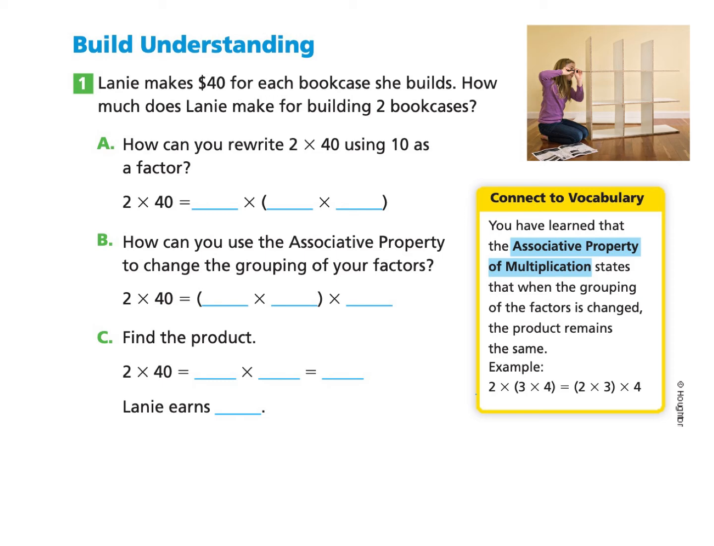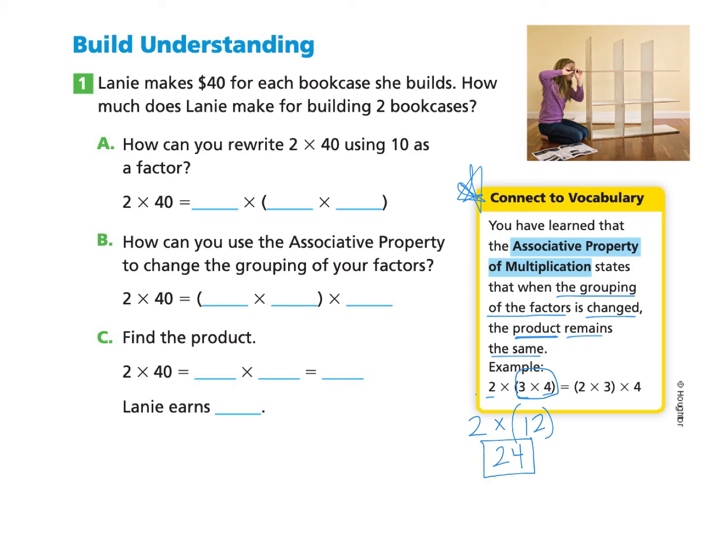We are first going to look at Connect to Vocabulary, and it explains that we have learned that the associative property of multiplication states that when the grouping of the factors is changed, the product remains the same. And they give us an example here with the factors 2, 3, and 4. And we have grouped 3 times 4 in this example. So 3 times 4 makes 12, and we would multiply that by 2. And when we multiply 2 times 12, we get the product of 24.